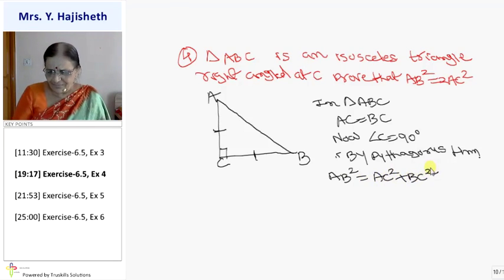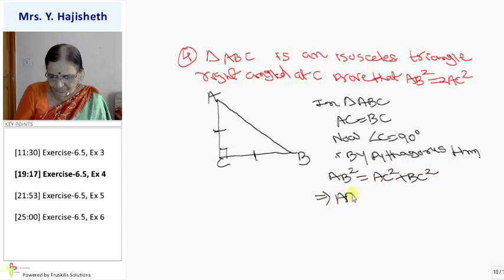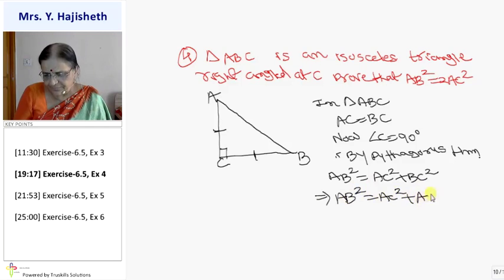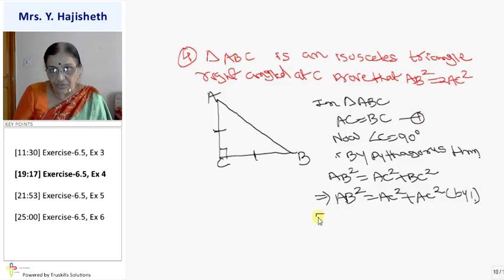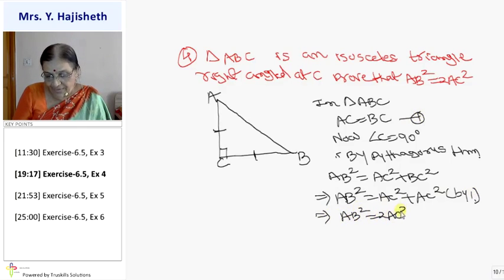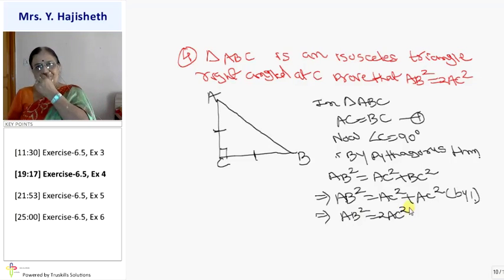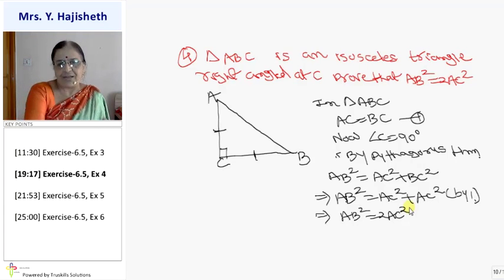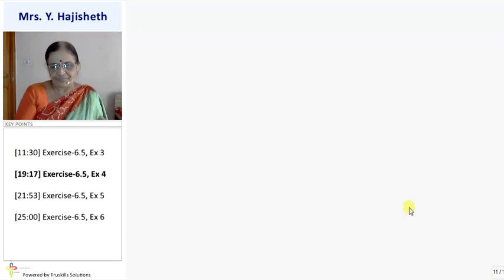But AC is equal to BC. So in place of BC square, I can write AC square by 1. This I can give number 1. So it implies AB square is 2AC square. Clear? I applied Pythagoras and I applied number 1 also. It is a right angle triangle and also isosceles. So when it is a right angle triangle and isosceles, then hypotenuse square is always 2 times the square of any side including the right angle. Okay? Very simple sum.